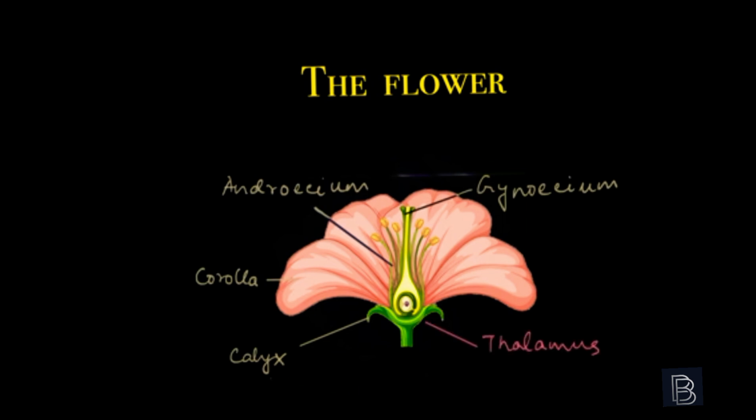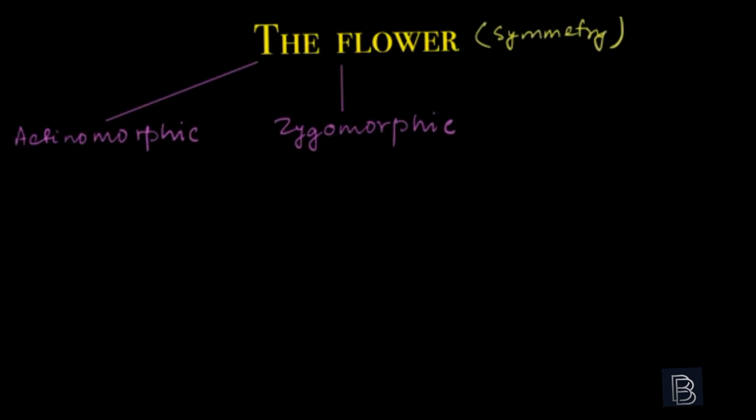All these different parts of the flower rest on this basal structure called the thalamus. The way in which all these parts, the sepals, the petals, the stamens, and the carpels, are arranged on the thalamus may be symmetrical or asymmetrical. When the arrangement is symmetric, the flower can be of two types: actinomorphic and zygomorphic.